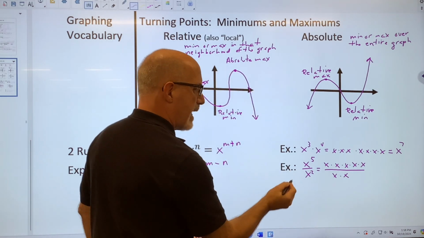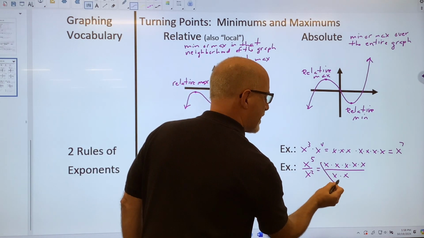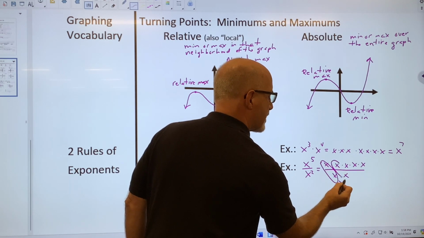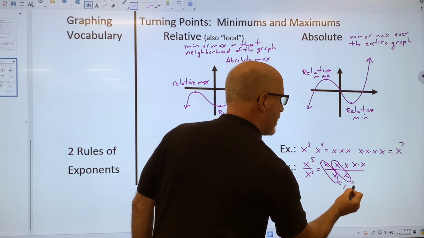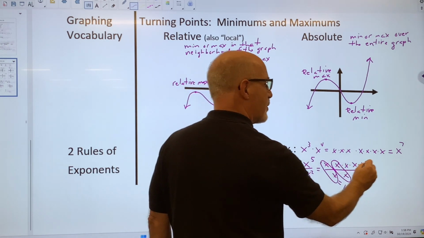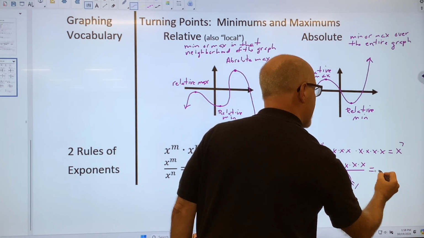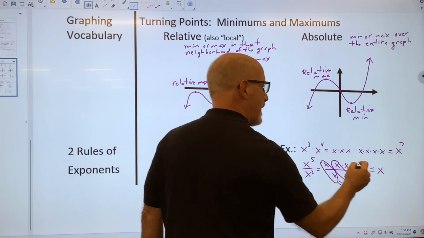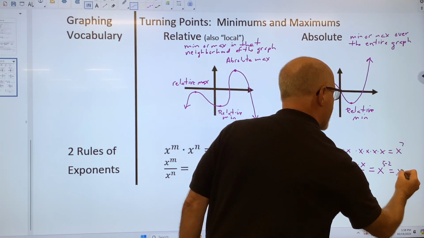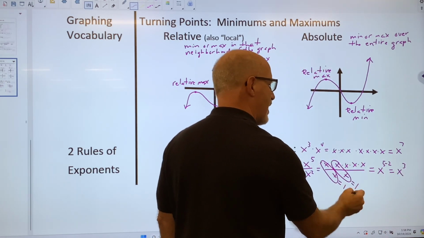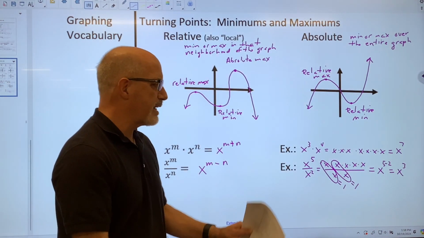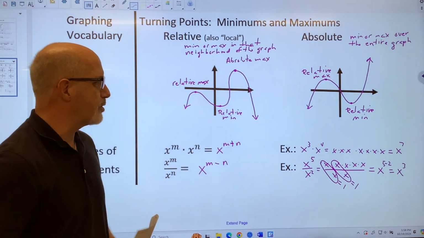Now notice what happens: this x over x is equal to 1. This x over x is equal to 1. And so what happens is you have 1 times these 3 x's. That gives me x to the 5 minus 2, which would be x to the third. There's only 3 x's left over, when the other x's are put together to get x over x, which equals 1.